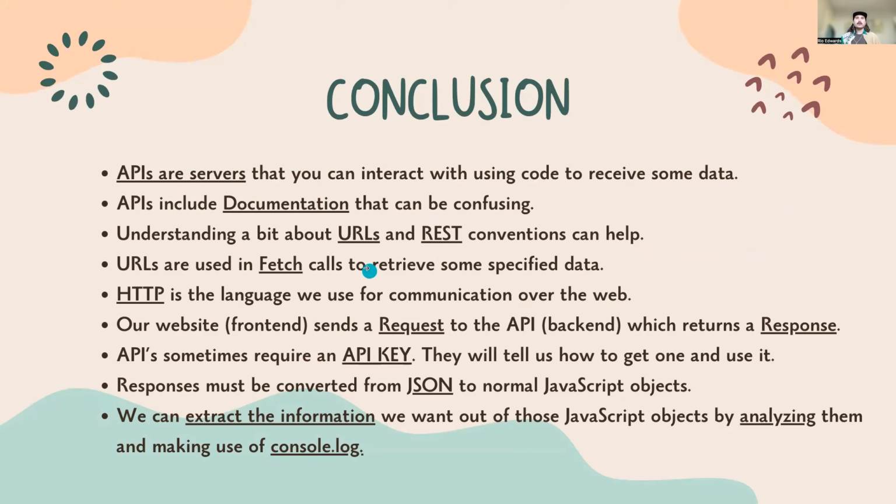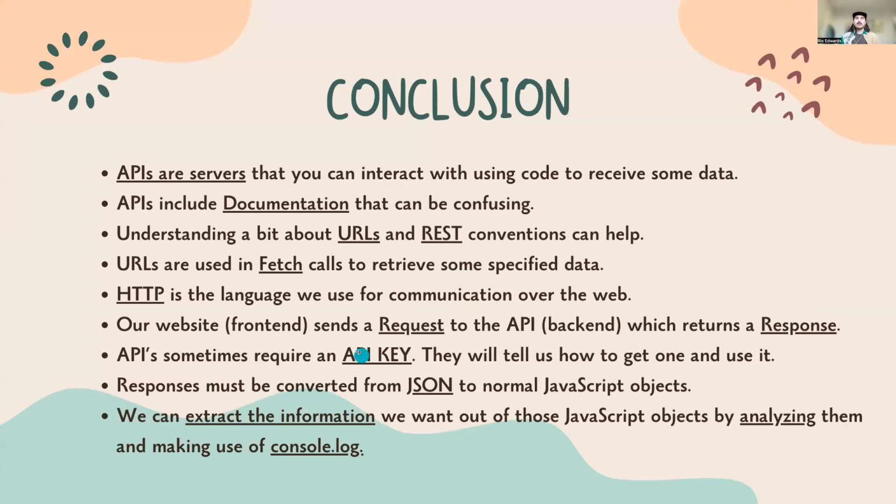URLs are used in fetch calls to retrieve some specified data. HTTP is the language we use for communication over the web. Our front-end website sends a request to the API, which is in the backend, and it returns a response. So it's about requests and responses.